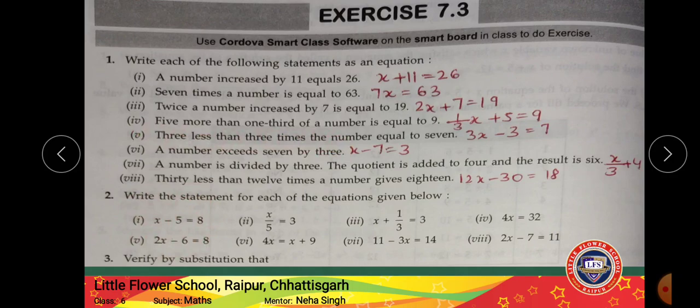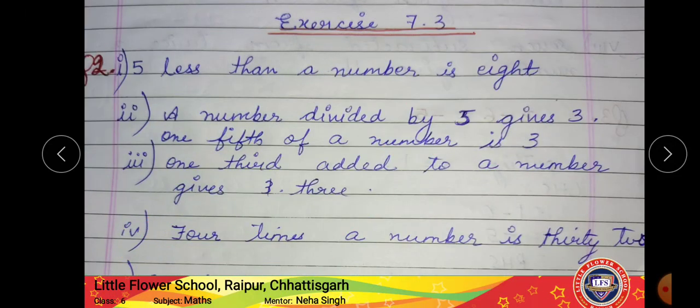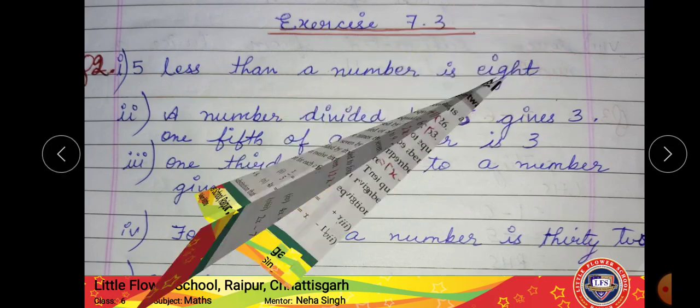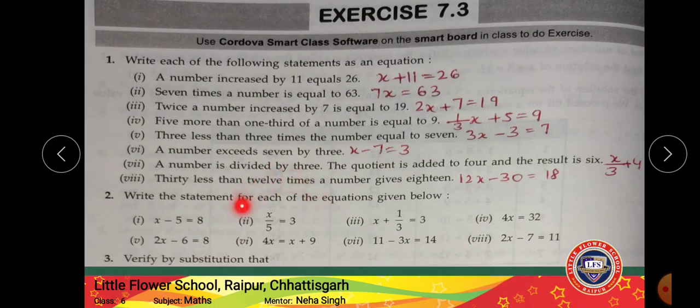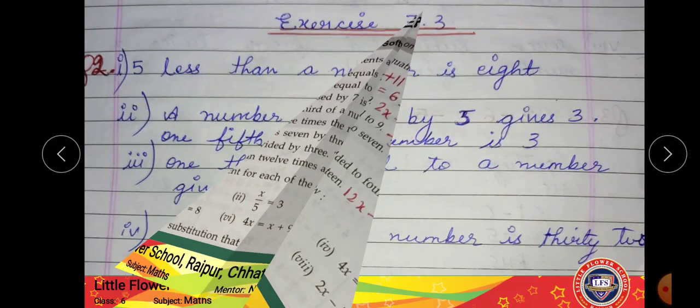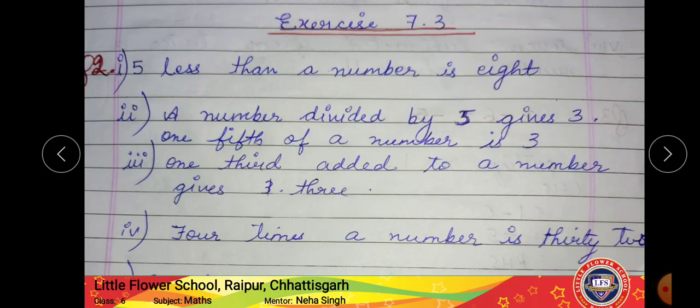First is x minus 5 equals 8. Since it is given minus, we will write: 5 less than a number is 8, or 5 decreased from a number is 8. Anyways, you can write, no issues. Second, x by 5 is 3. How can we write it? A number divided by 5 gives 3, or we can write 1/5 of a number is 3. In both ways you can write.